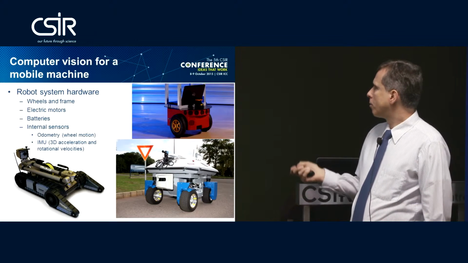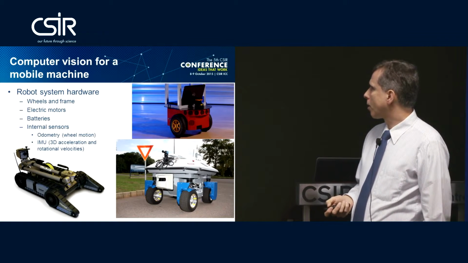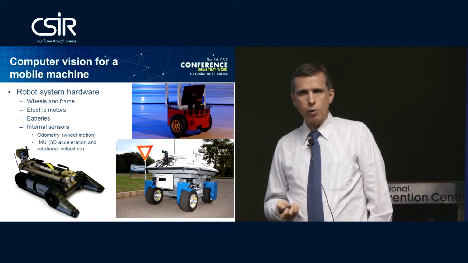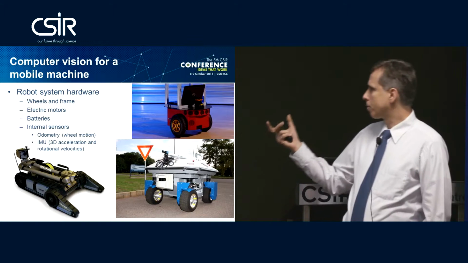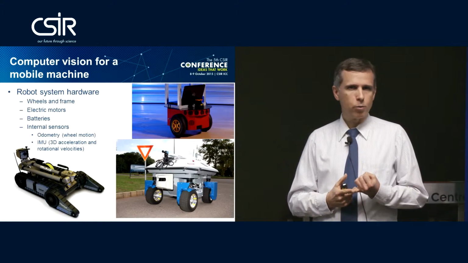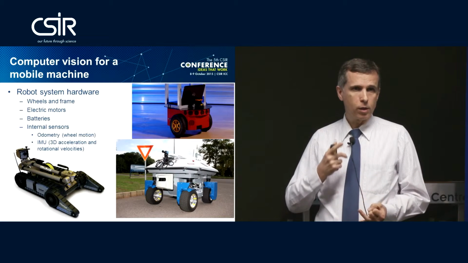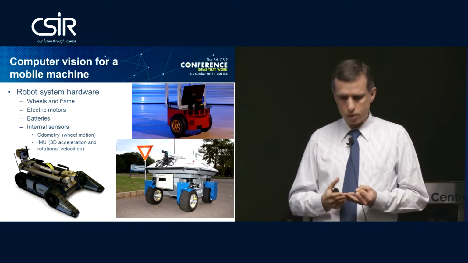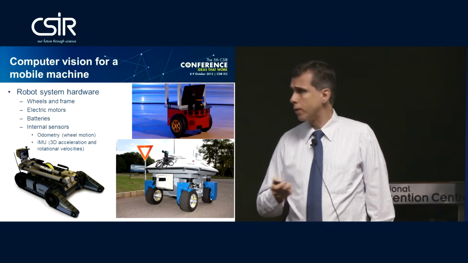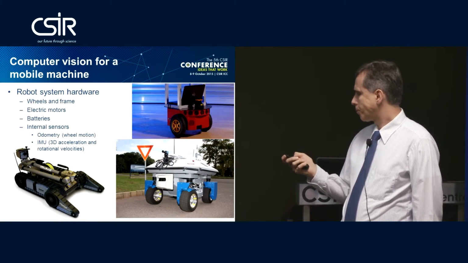Now these, in this picture here, are development platforms which are owned by the CSIR. And I should also say that we're talking here about some ground vehicles, and I know there's other work being done at the CSIR in terms of water-based vehicles and also in terms of aerial vehicles. So this is just a subset of the kind of work that CSIR does in robotics.